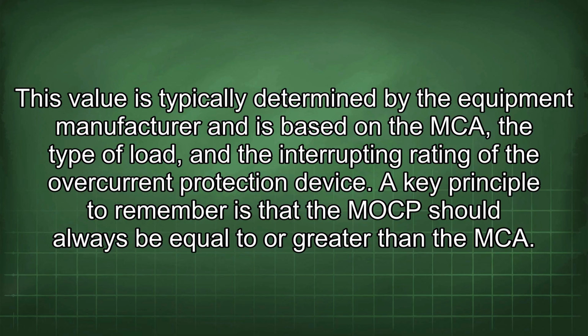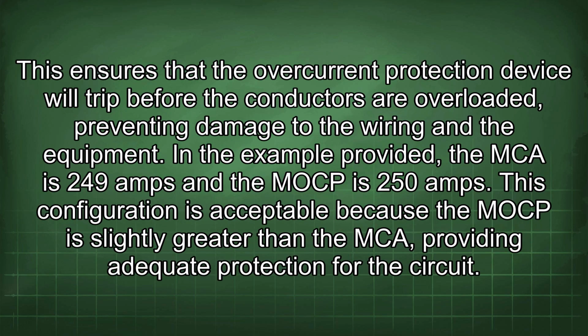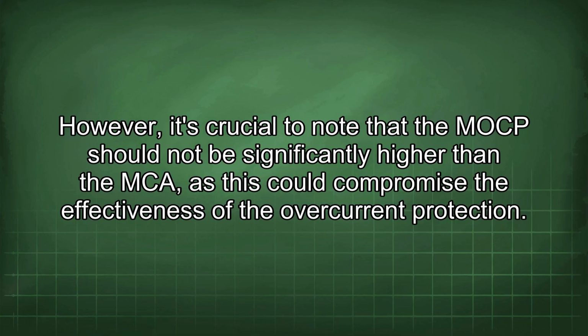A key principle to remember is that the MOCP should always be equal to or greater than the MCA. This ensures that the overcurrent protection device will trip before the conductors are overloaded, preventing damage to the wiring and the equipment. In the example provided, the MCA is 249 amps and the MOCP is 250 amps. This configuration is acceptable because the MOCP is slightly greater than the MCA, providing adequate protection for the circuit. However, it's crucial to note that the MOCP should not be significantly higher than the MCA, as this could compromise the effectiveness of the overcurrent protection.